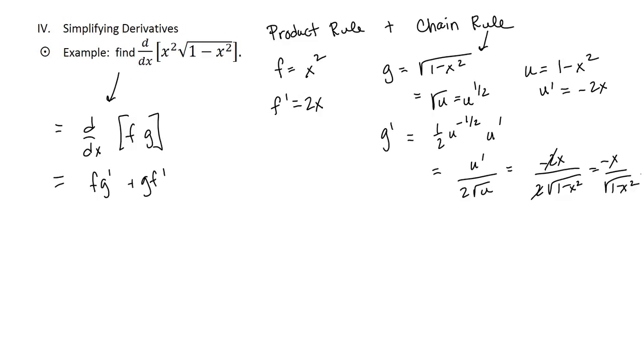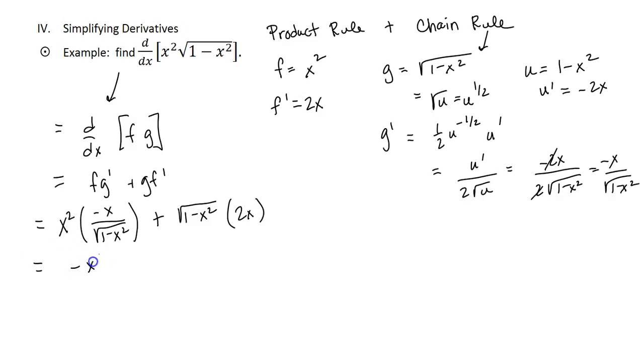So I have to use that when I go plug into the product rule. So my product rule, I'm going to take f, which is x squared, times g prime, which we found to be negative x over the square root of 1 minus x squared, plus g, which is the square root of 1 minus x squared, times f prime, which is 2x. So simplifying that a little bit, I get negative x cubed over the square root of 1 minus x squared, plus 2x times the square root of 1 minus x squared.